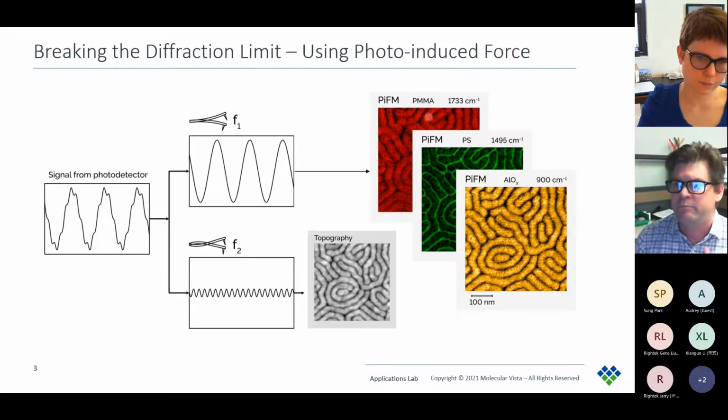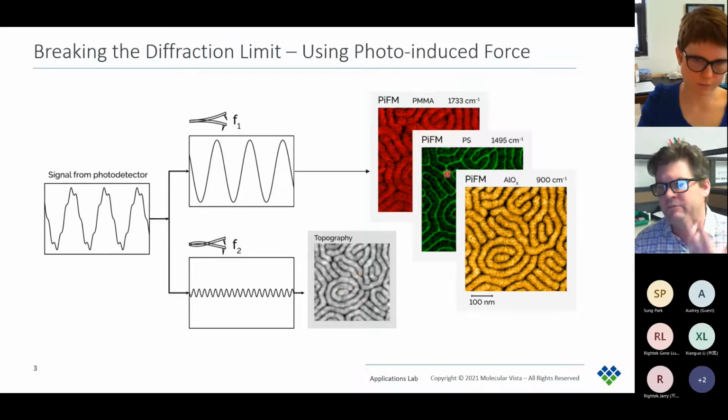So here we're looking at PMMA absorbing at 1733. That was part of this composite of materials in this topography image you see here. We can see polystyrene and where it's located. And then we can also see aluminum oxide and where that's located. So this particular sample was a composite of PMMA, polystyrene, and aluminum oxide. And just by changing the wavelength of light, changing the absorption response in the sample, we can then go in and probe and tell you where those chemicals are physically located.